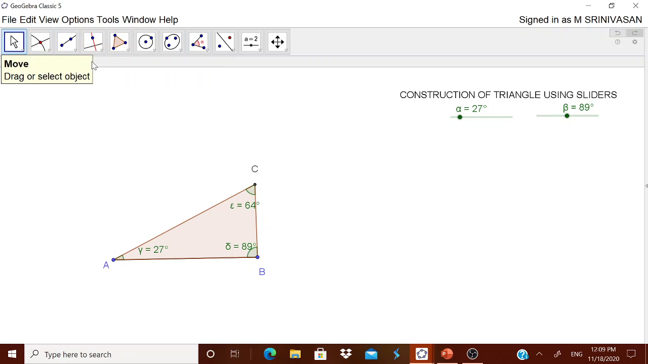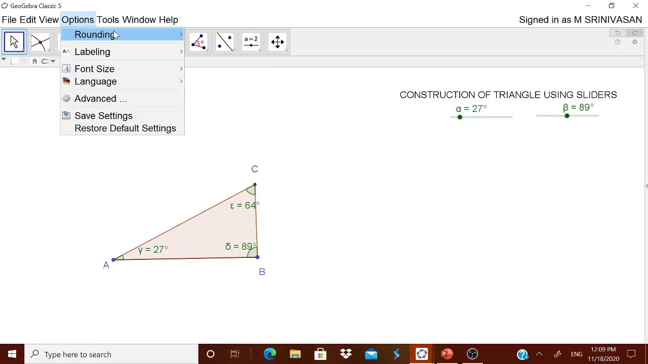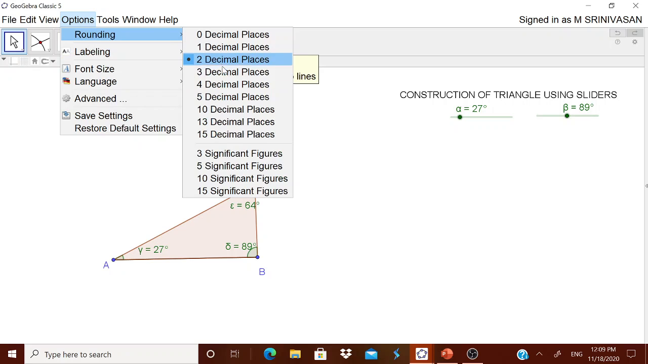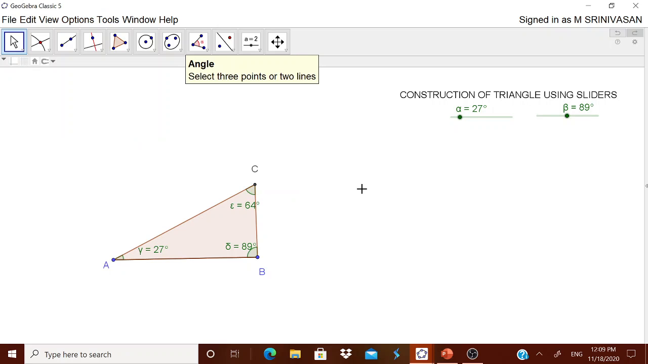Now it is exact. You see in the options it is rounding off to 2 decimal, 3 decimal, whatever it may be. The numbers here are round numbers only. Now what can you do? You can now fix the alpha, beta at a particular spot. You can ask so many questions to the children. What type of triangle is it? What is the third angle? Like that you can go on asking so many questions.